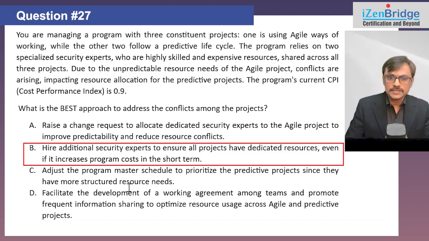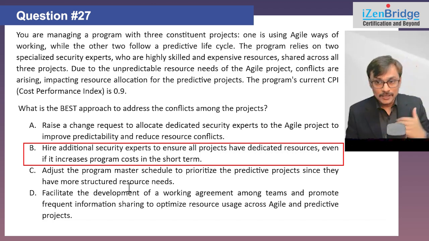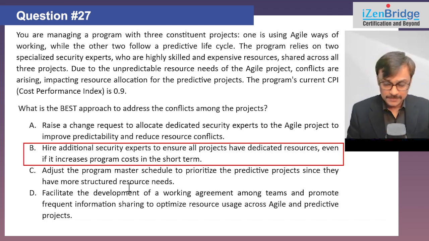Let's go with option B. Hire additional security expert to ensure all projects have dedicated resources, even if it increases program cost in the short term. So I will say A and B are more or less, to me, looking the same. A was not talking about what will happen to a predictive lifecycle project. It is saying for the agile, we want to give the dedicated one. Maybe the predictive one will use the remaining one. That's the idea. And here it is clearly showing, let's have a dedicated person for everyone, and we don't have to do this kind of confusion. Possible solution, but the question is also indicating your cost situation is not that great. Yeah, so that indicator plays a role here now.